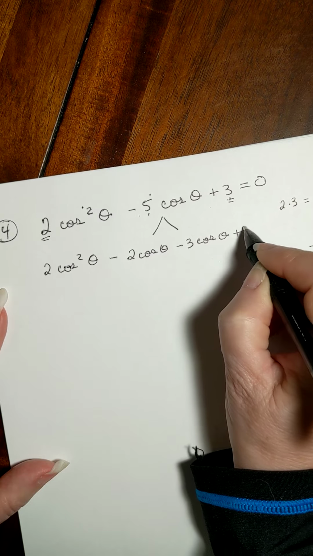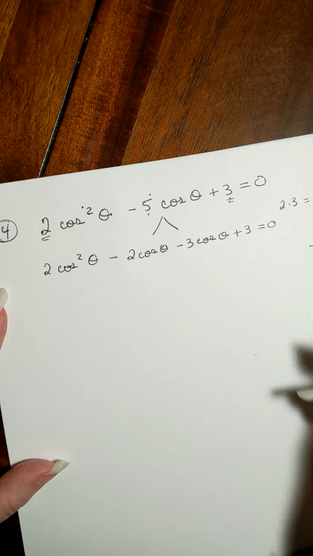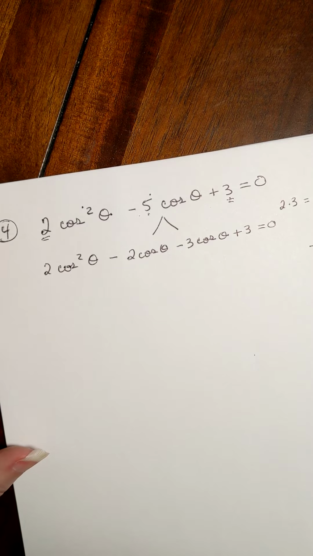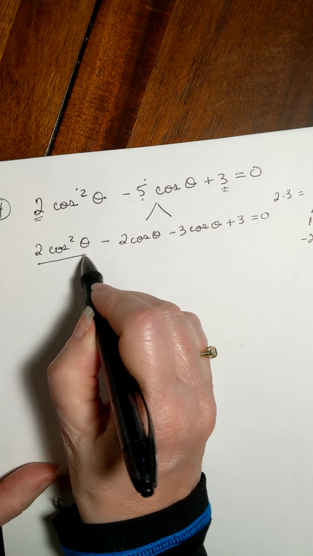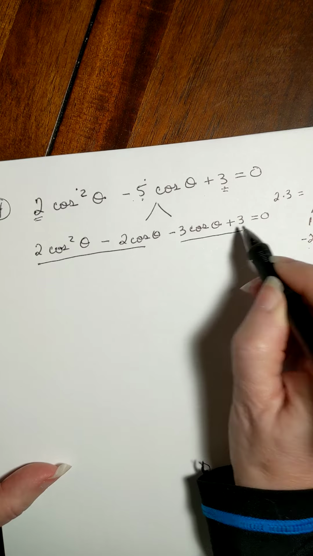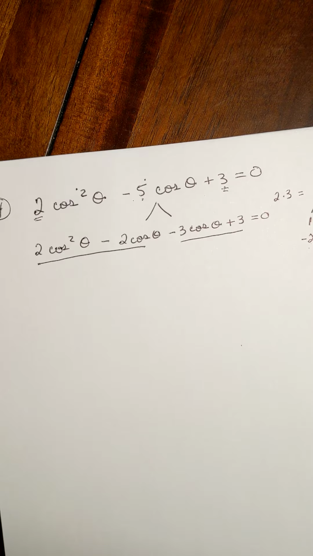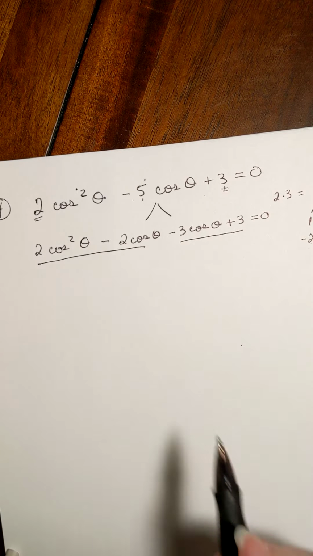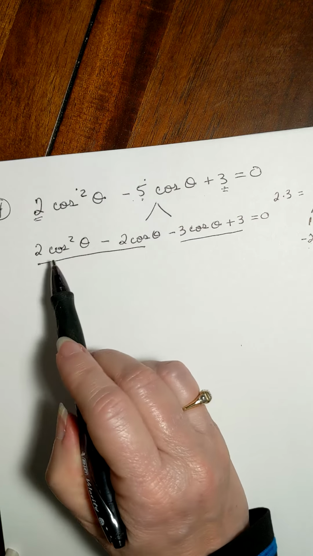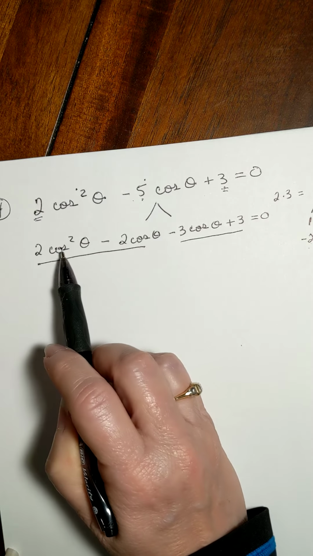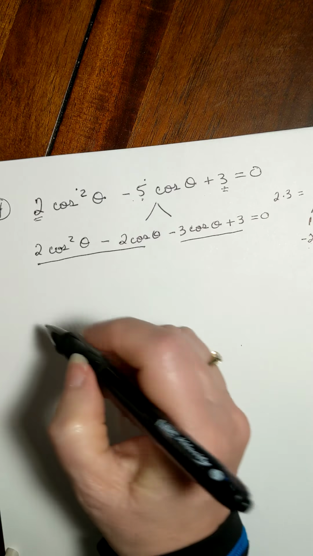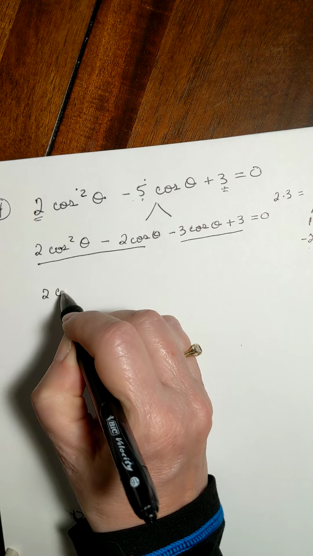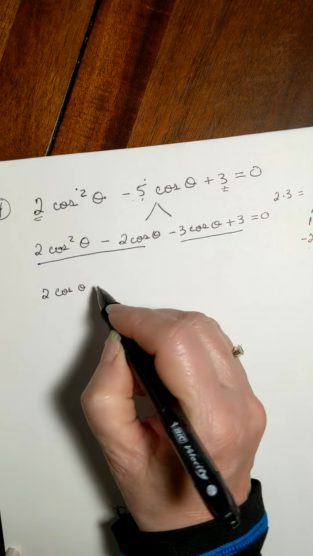Theta plus 3 equals 0. So now looking at the 4 terms, I know I need to factor by grouping. Notice in these first 2 terms, they both have a 2, and they both have cosine of theta. So I'm going to take out a 2 cosine of theta.